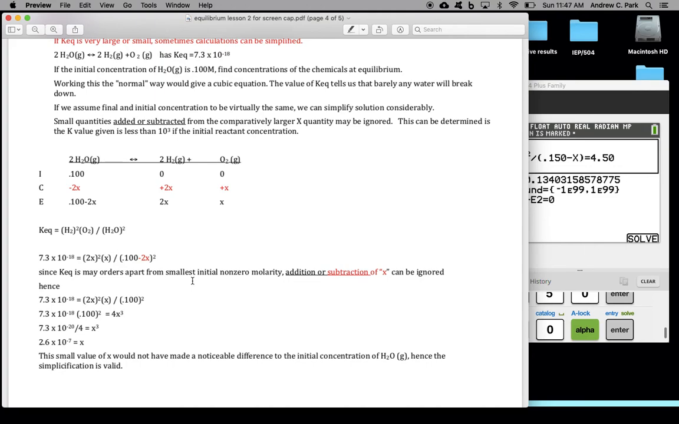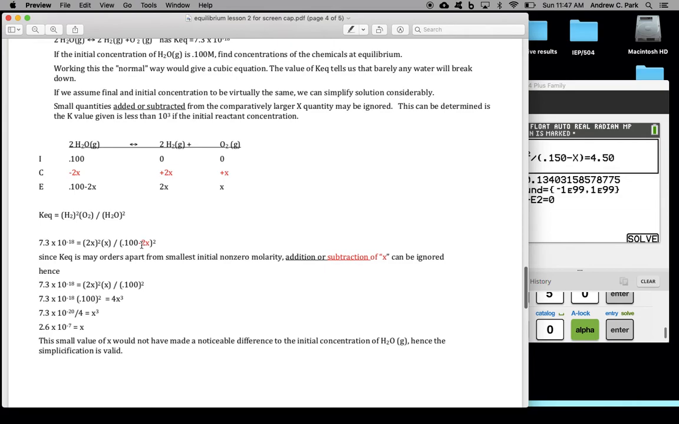Now, the simplification can be done whenever your smallest non-zero initial concentration, like these are zeros, so we ignore them. So this one here, whenever this is many orders of magnitude different from your KEQ value. That's 17 orders different. This is 1 times 10 to the negative 1. This is times 10 to the negative 18th, 17 orders apart. It's a huge difference. Whenever that happens, any addition or subtraction of x within a quantity, so like right here, within this quantity, that subtraction of x can be ignored.